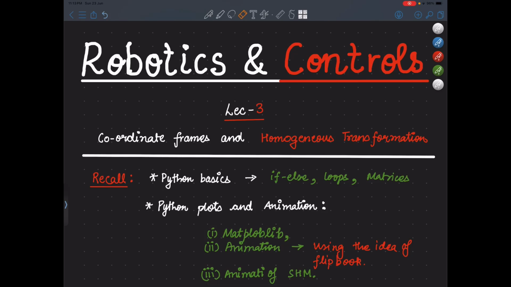Hi everyone, welcome to the third lecture of Robotics and Controls. And today we are going to learn about coordinate frames and homogeneous transformation.